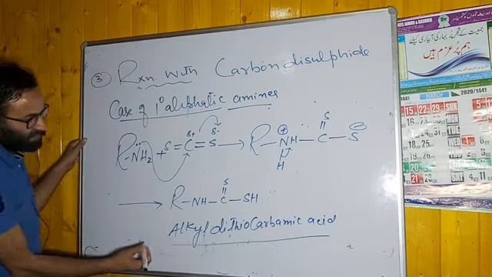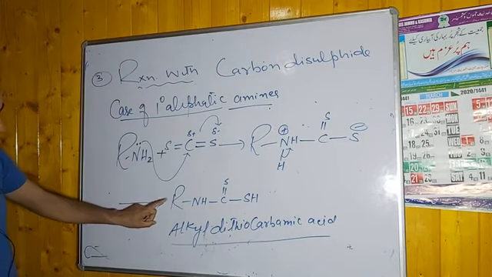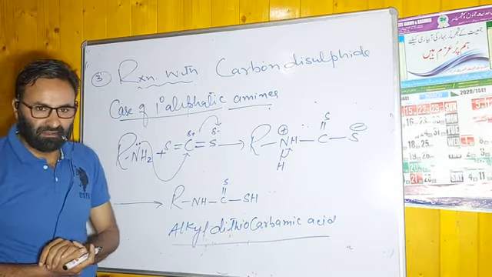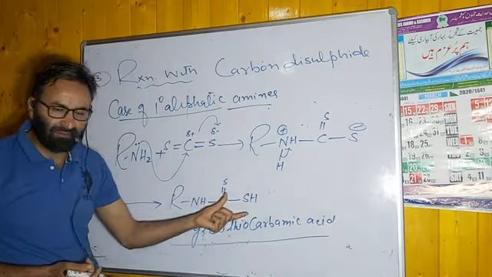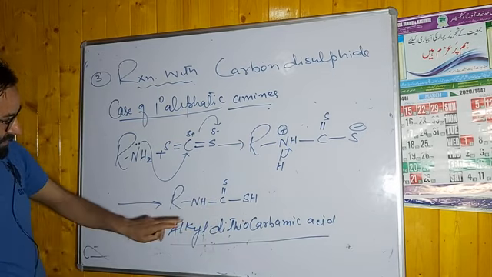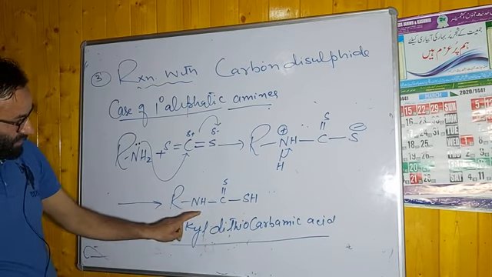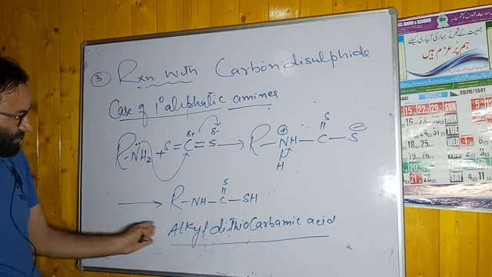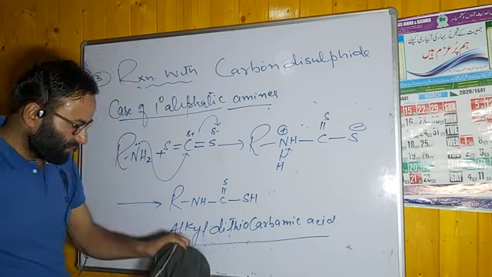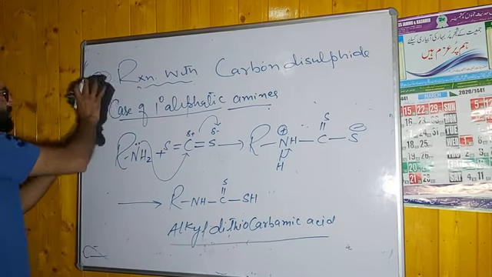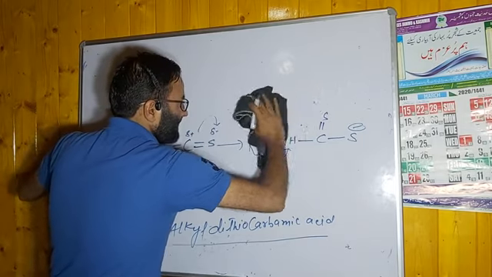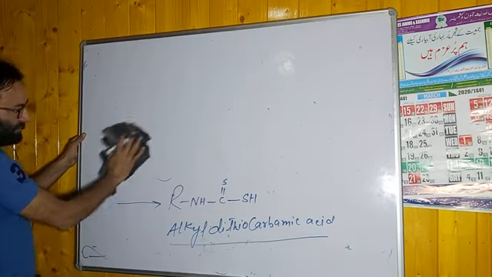What is the name of this compound? It is alkyl dithio. In organic chemistry, sulfur is known as thio. There are two sulfur atoms, so it will be dithiocarbamic acid. Remember this point. This functional group, NHC double bond S, is carbamic acid. You can simply remember it as alkyl dithiocarbamic acid. Then you have to decompose this intermediate, the alkyl dithiocarbamic acid.